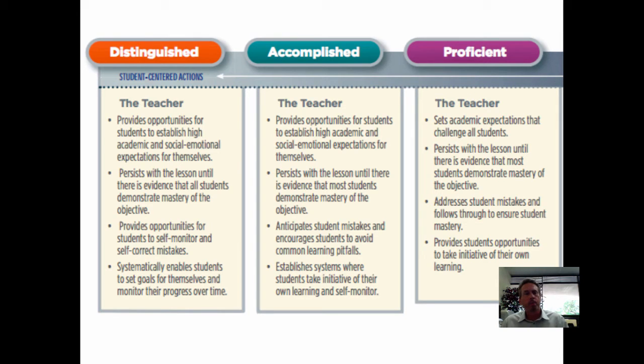As you move from proficient to distinguished, the teacher provides opportunities for students to establish these high expectations. Note that we're talking not only about academic, but about the ability to work in groups and be productive members of any social situation. In distinguished, you definitely want to see persistence until they actually understand the overall objective, and understand it in multiple contexts. You also want to provide opportunities for the students to self-monitor, and have a shared component of the goal setting that you develop in the classroom with the students.